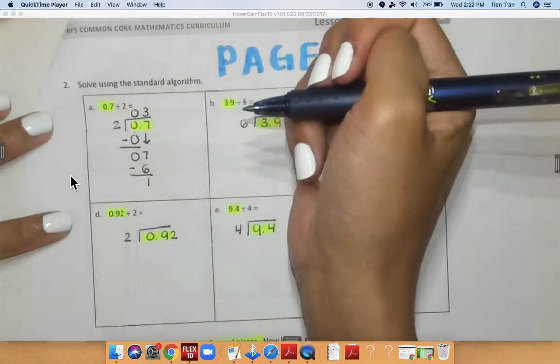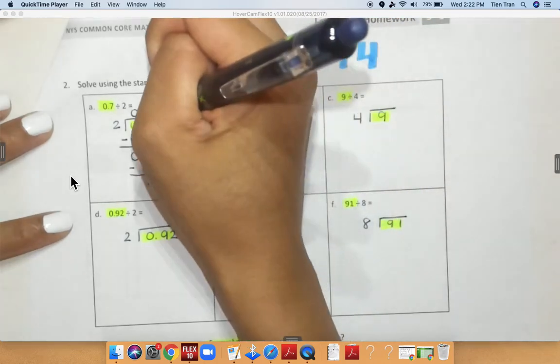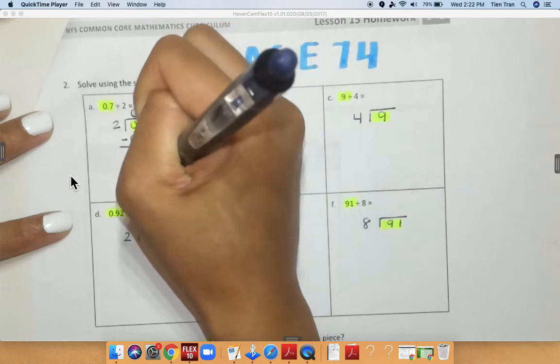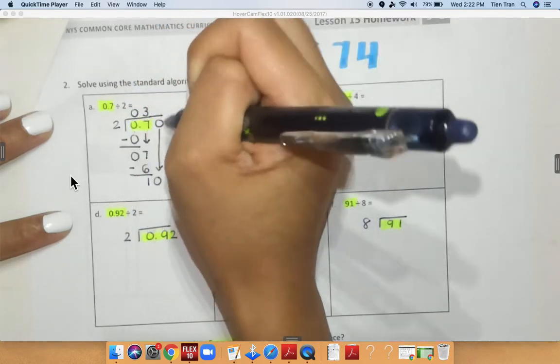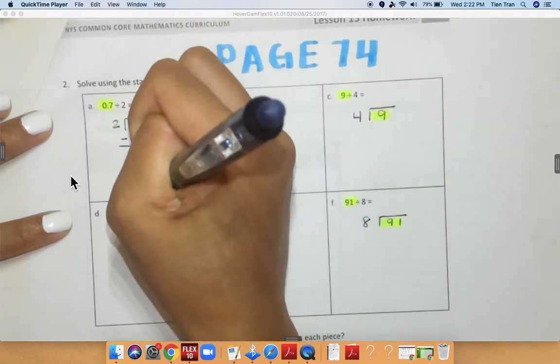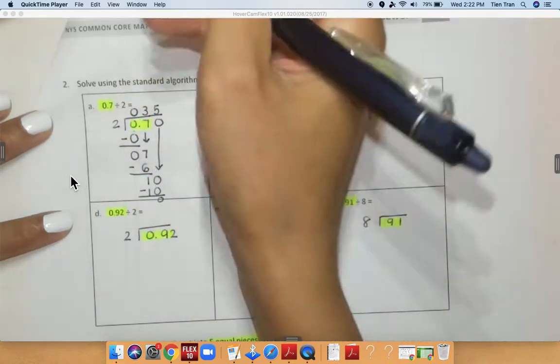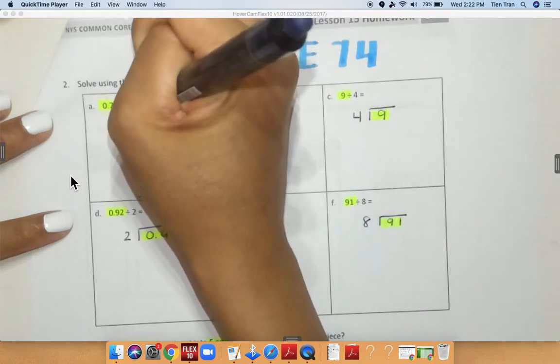Now look, I have a remainder, but I'm not quite done yet, because my remainder is not a 0. So I'm going to add a 0 and bring that down. 2 can go into 10 5 times. 10 minus 10 is equal to 0. So that's when you can stop. Now, I'm going to make sure I bring up my decimal.